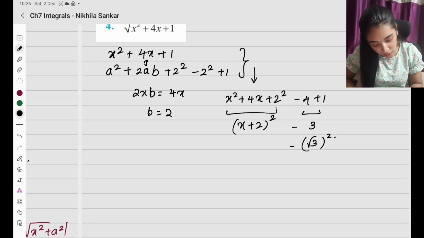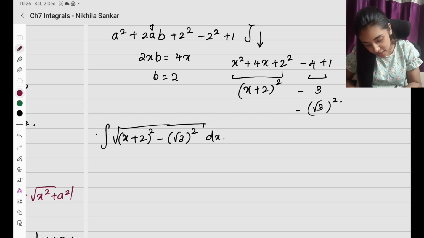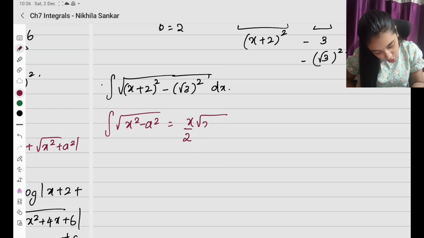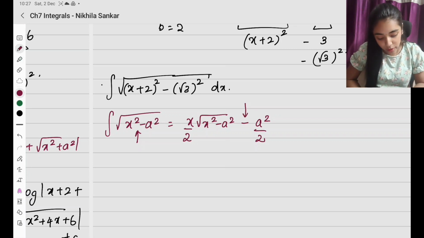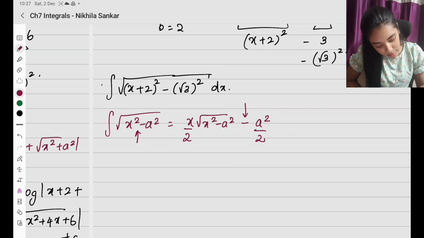So how does my question look like? Integral square root of x plus 2 the whole square minus square root of 3 the whole square times dx. So in the formula, be careful. Integral of square root of x square minus a square equals first x by 2 square root of x square minus a square, minus a square by 2. You have a minus here, so you should write a minus. For square root of a square minus x square, minus will not come. Only this one formula will have a minus. Okay, always remember. Times log mod, this is usual, x plus square root of x square minus a square plus c.